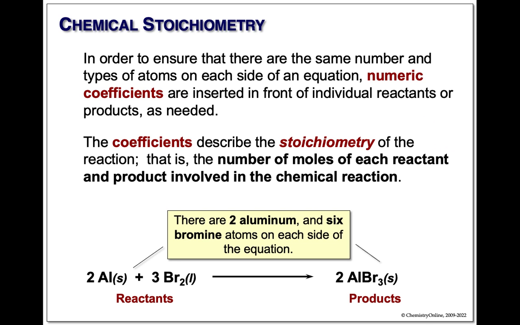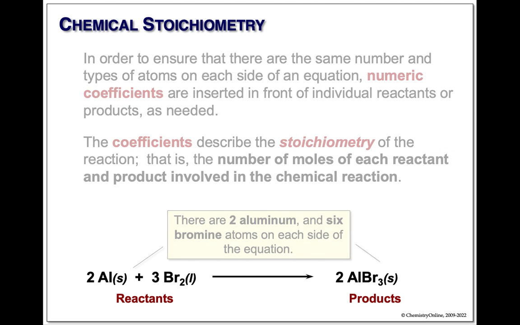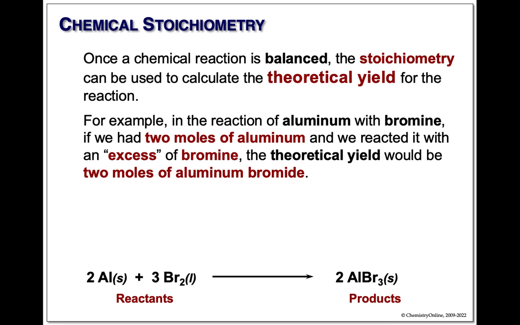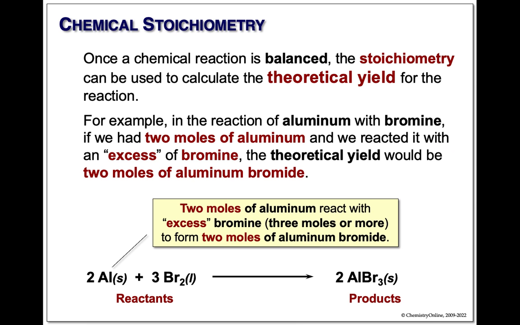Now, we said we can just look at this and enjoy the fact that it's balanced. We can also describe this in terms of moles. This basically says 2 moles of aluminum reacting with 3 moles of bromine gives 2 moles of aluminum bromide. This here is referred to as the theoretical yield for the reaction. If we take 2 moles of aluminum, 3 moles of bromine, theoretically, we should get 2 moles of aluminum bromide. What we're going to do today is to delve into this a little bit.